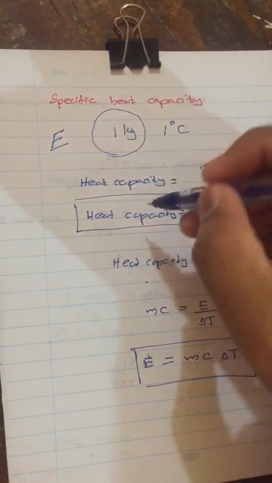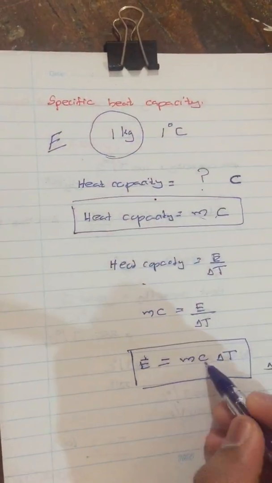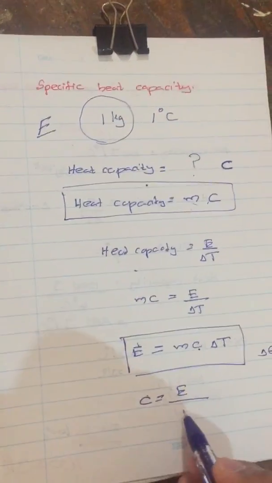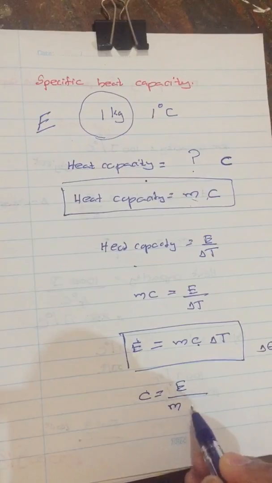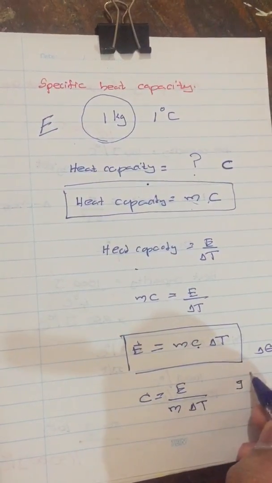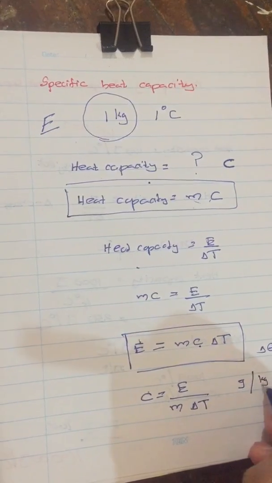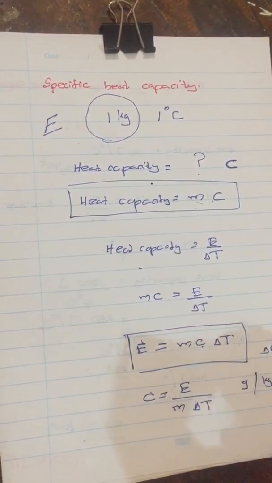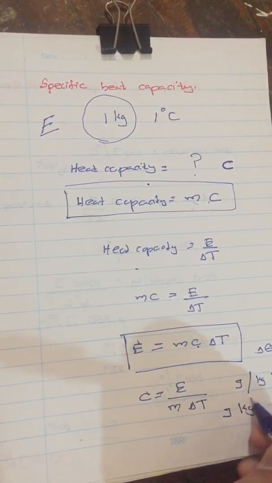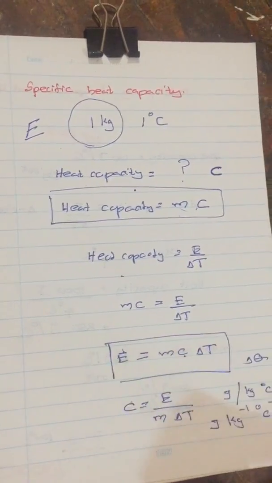So what will be the unit of specific heat capacity? It is the energy required to change the temperature of 1 kilogram by 1 degree Celsius. So energy per kilogram degree Celsius, or J kg^-1 °C^-1.